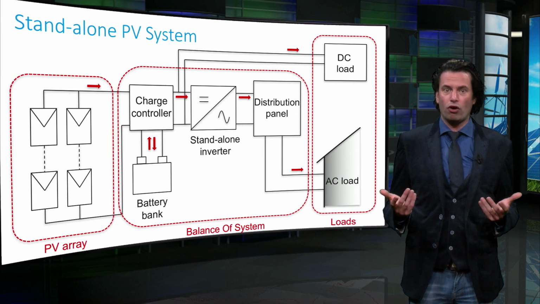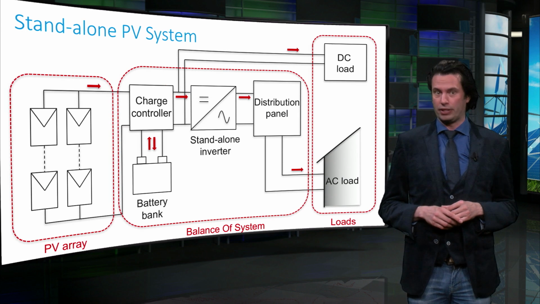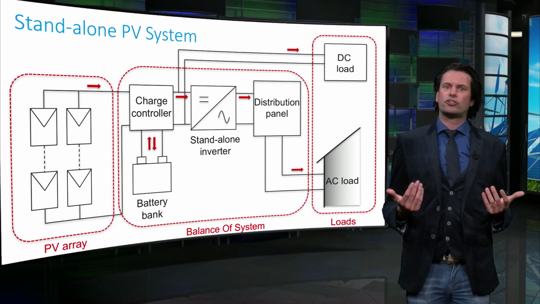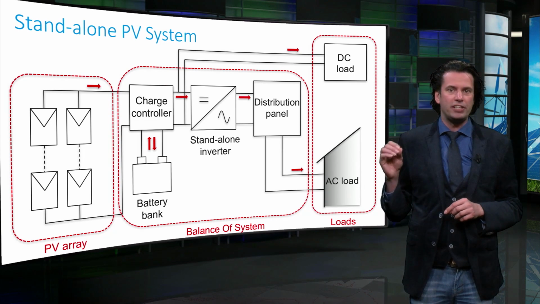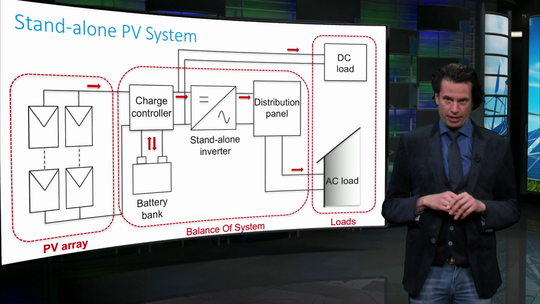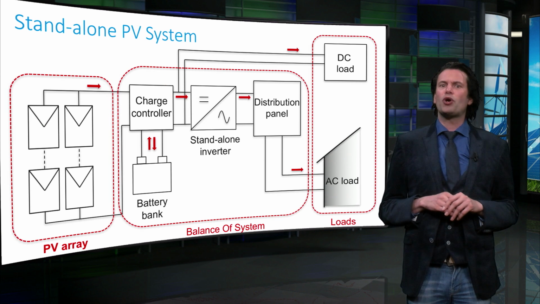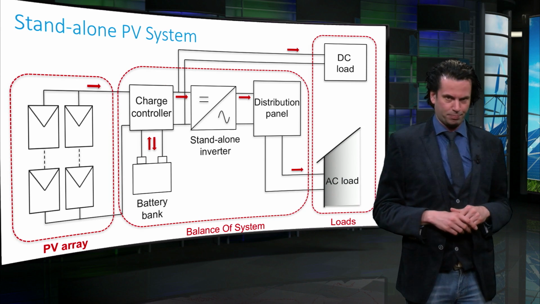Now let's take a look at the standalone or off-grid PV system. It is also called the off-grid PV system simply because it's independent of the electric grid. As discussed before, the standalone PV system has these important PV system components. Of course, there is a PV array.